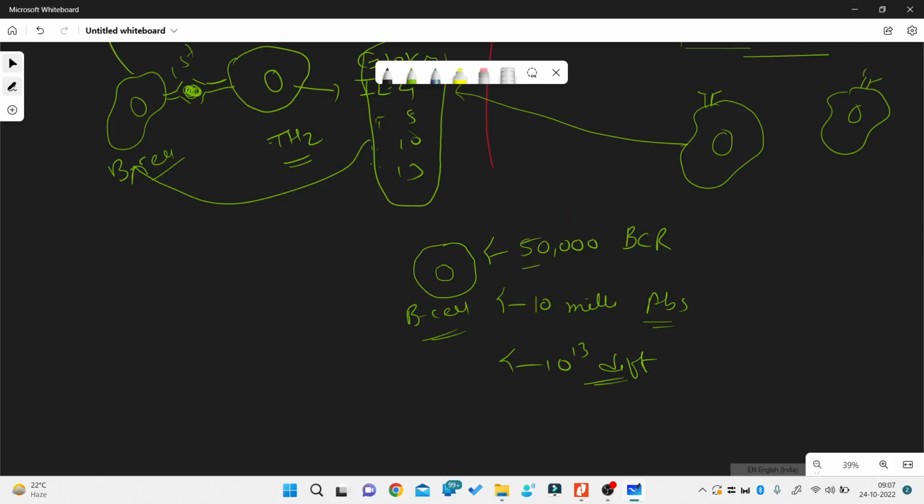So each cell is carrying this much amount of BCR on its surface. So it is very easy for the cells to come into contact with the different epitopes, right? Once it gets activated and converted into the plasma cell, around 10 million copies of antibodies are produced by these activated plasma cells. B cells. So this mechanism is very important.